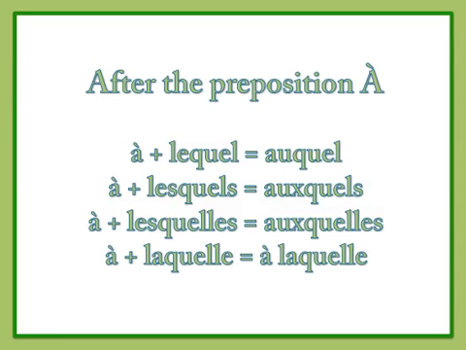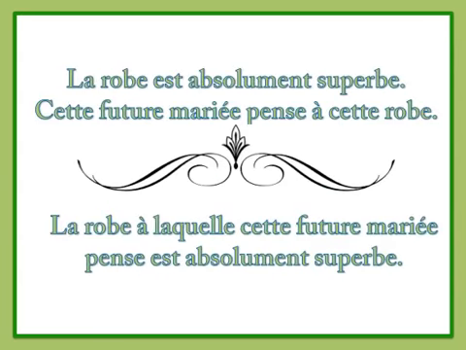D'accord? So those top three all sound the same. Auquel, auxquels, auxquelles. But they're all spelled differently, and that's important. And then the last one, à laquelle, you don't have any contraction to make because à and la can go right next to each other like that. Here are some sentences, some examples for you.